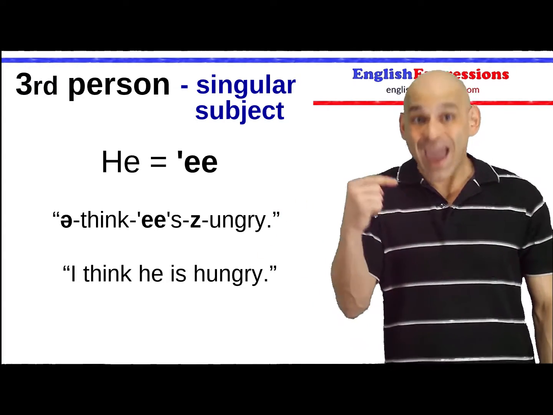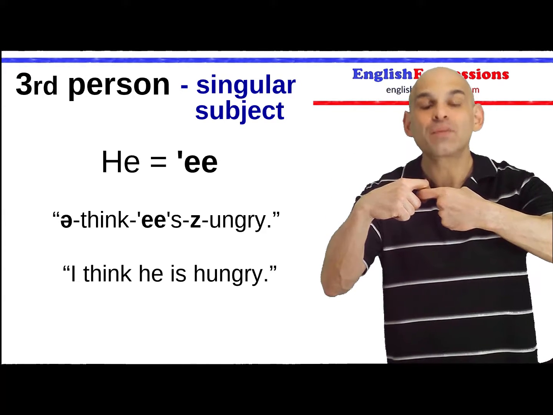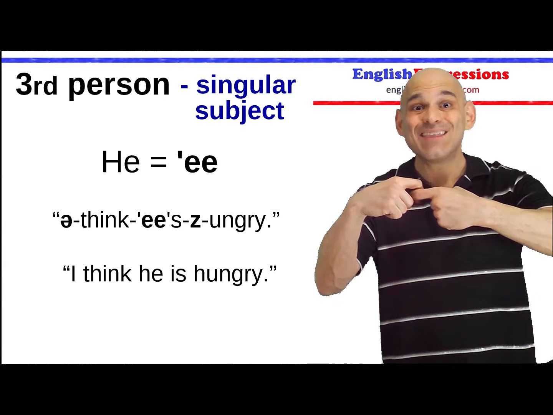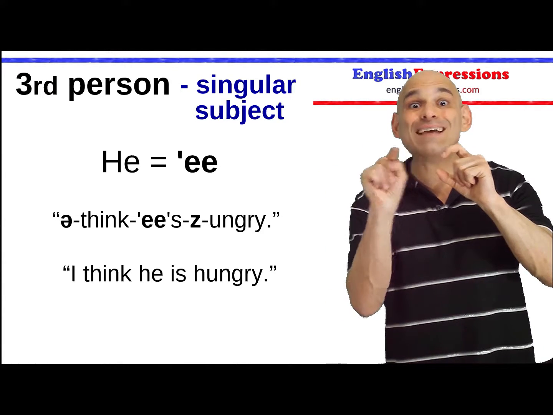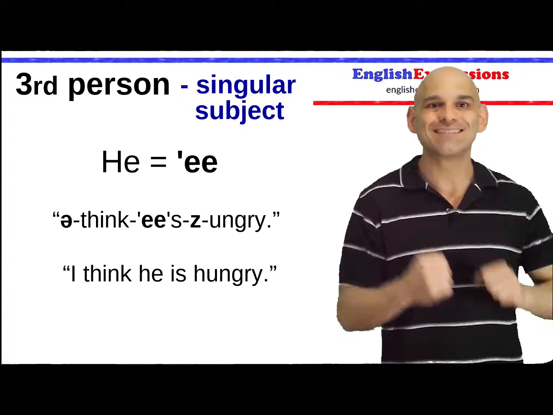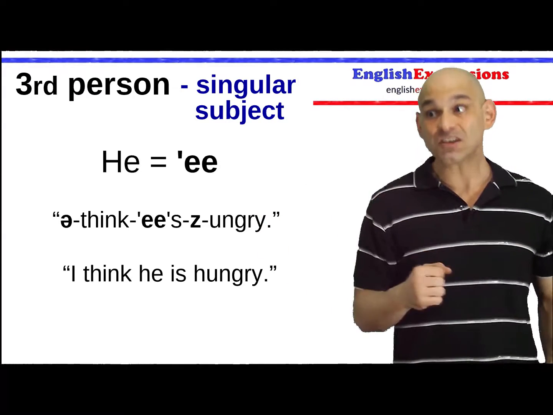And we just link the S onto the vowel in hungry, the U sound. But because there's an S and a vowel, we put a Z sound in the middle. I think he's hungry. And we link the S onto the U. I think he's hungry.